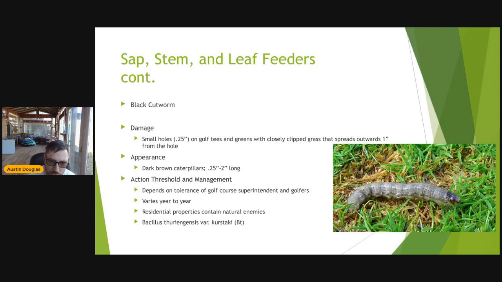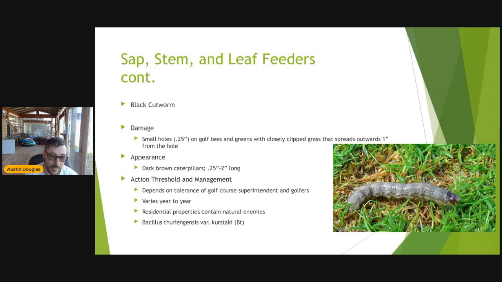And the action threshold for management is really going to depend on the golf course superintendent and the golfers. If the golfers really don't care and the superintendent really doesn't care, then you don't take any steps towards managing it. It's going to vary year to year. You might have a banner year of these that are causing more damage, and so you have to take the necessary steps to control them. On residential properties, again, it's not mainly an issue because we have natural enemies. Probably a lot of birds are going to come down into the turf and eat these. Various other things could eat them. They can be an issue, but again, that's mainly going to be for golf courses.